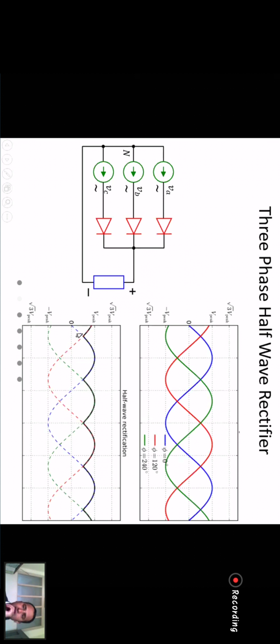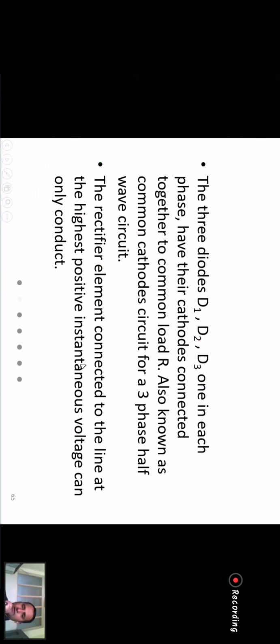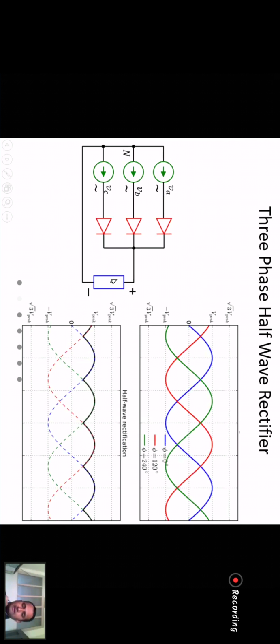If you see, the dark line shown in this one is the output in this case. So D1 is conducting on this point. Diode D2 will conduct from omega t equals 152 to 270, and D3 will conduct from omega t equals 272 to 390.